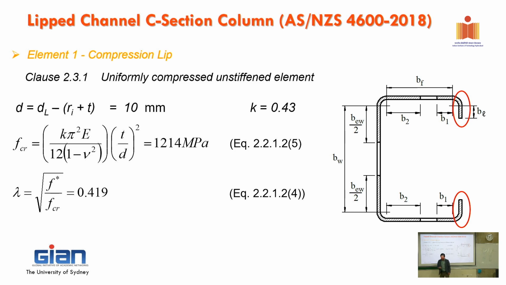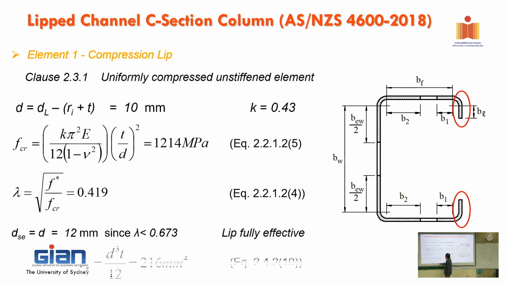Right, so then you calculate lambda, what else? Then you can compare, and then you plug into each equation, and then you can say that the lip is fully effective. Right. In this case, the lip is fully effective. But if that is different, then the standard shows you, if it's not fully effective, you need to calculate this equation, and then you work out the effective width later. But in this case, because we chose that section, the lip is small enough to be fully effective. Get it? Right. So now we have that fully effective, no problem.